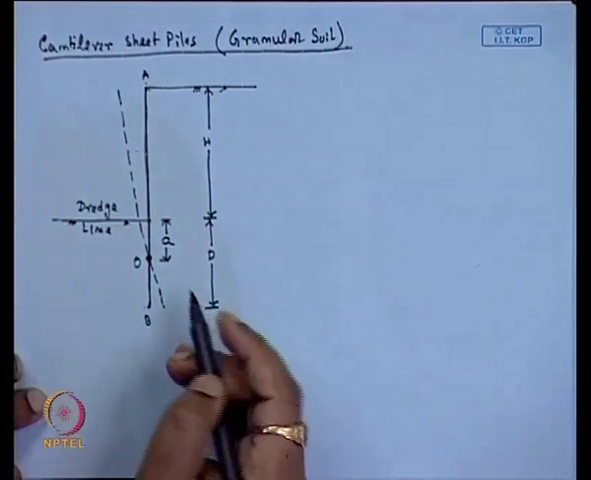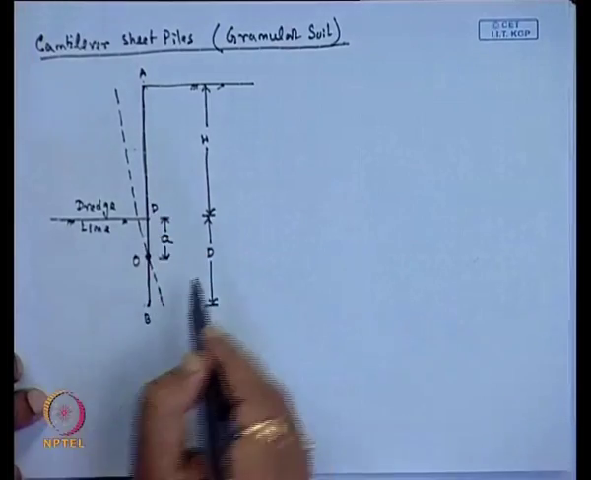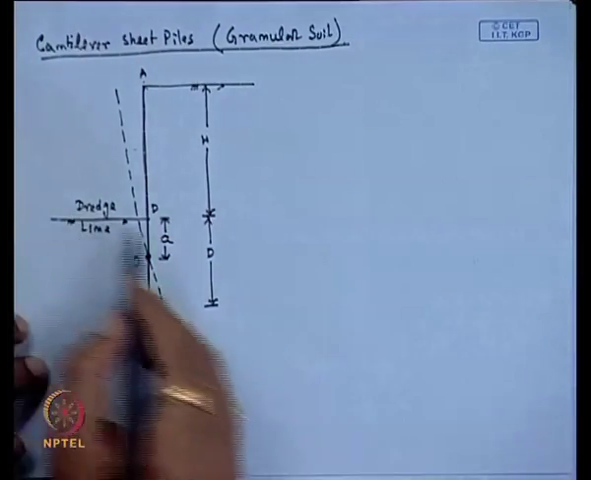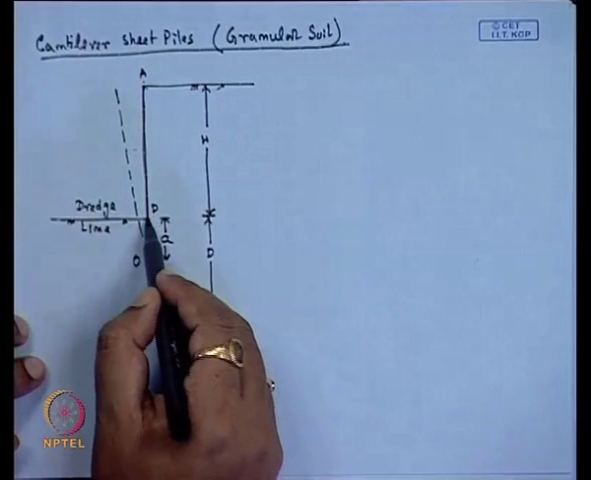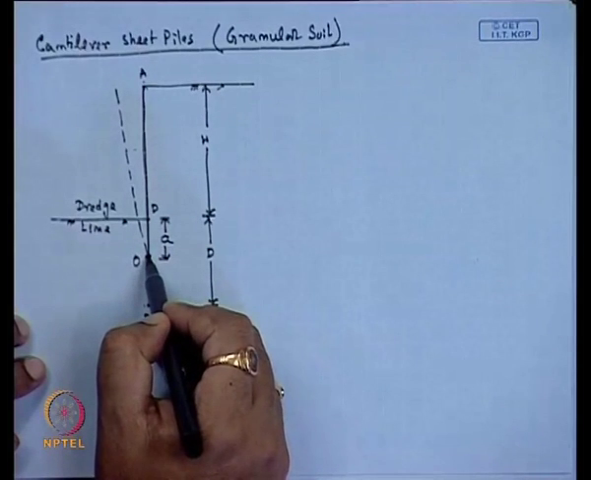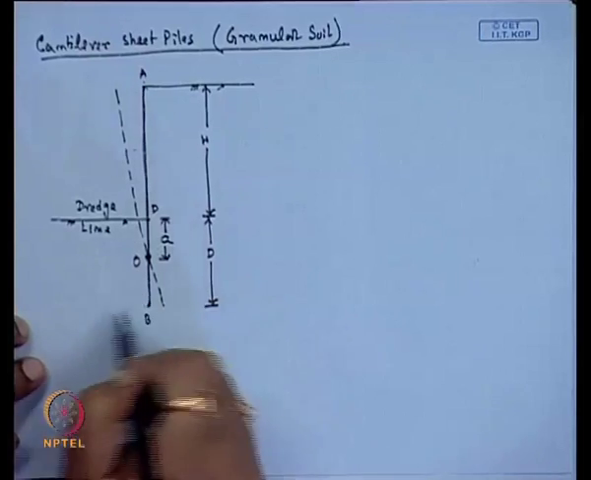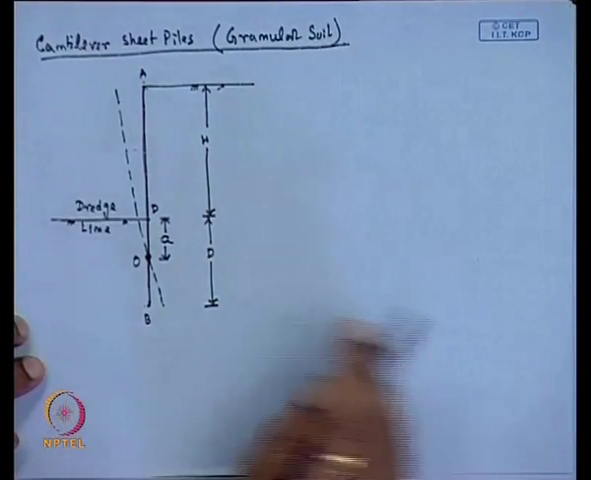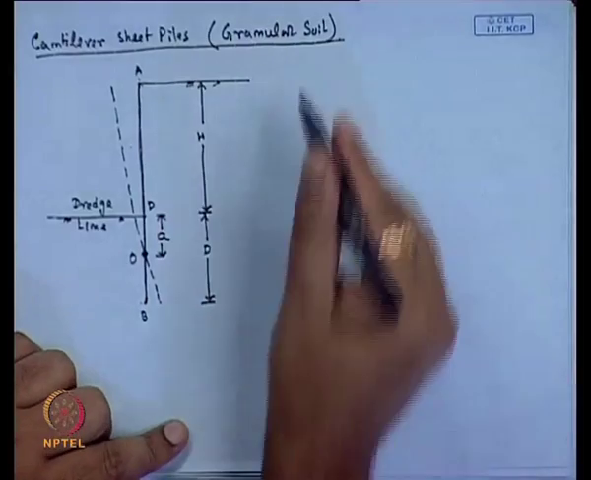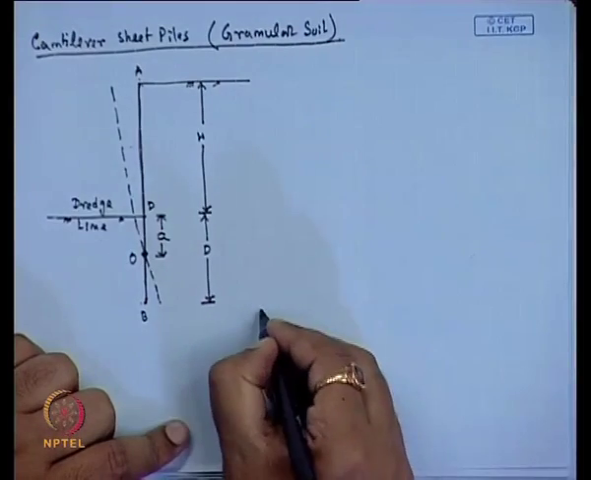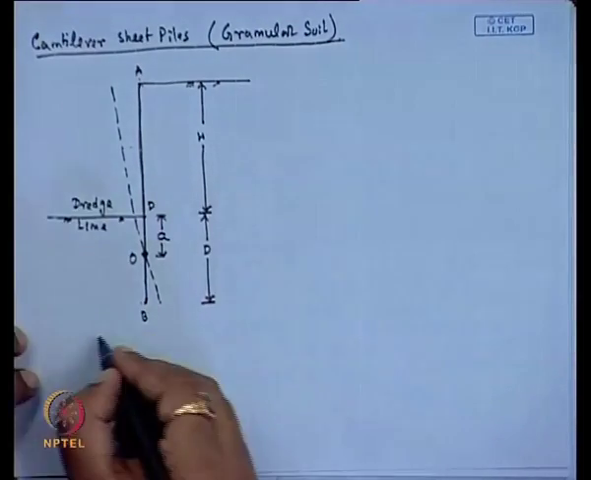Similarly, on the left hand side, from D to O passive resistance will act, and from O to B active resistance will act. So, now if I draw the active pressure diagram, this is the cantilever sheet pile.